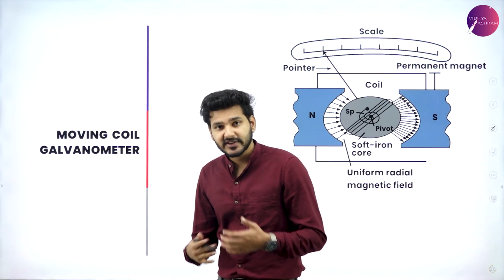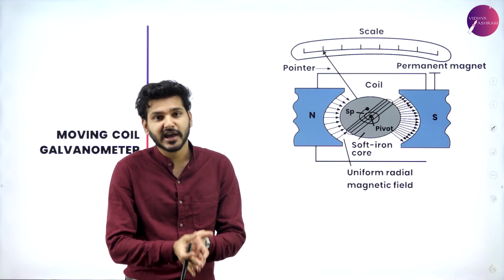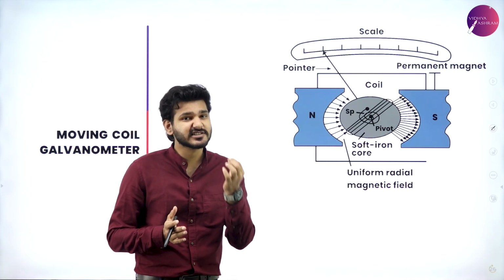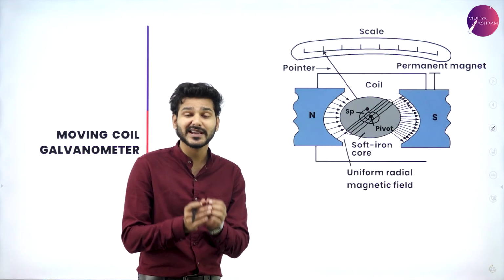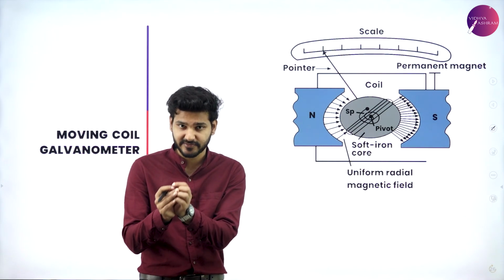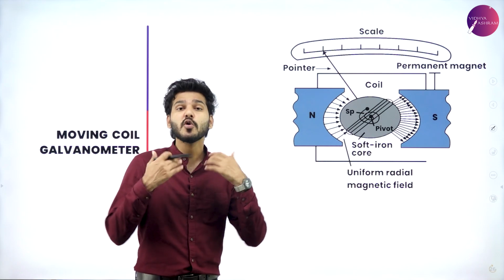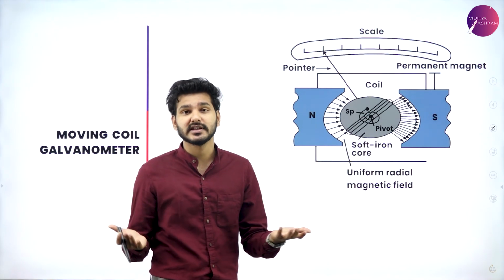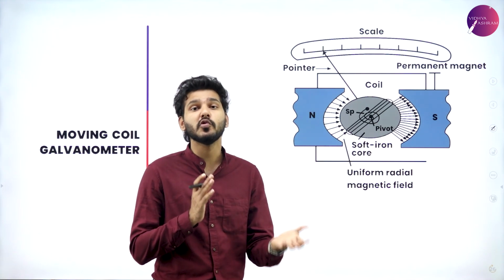So our objective is to find out what is the theory behind this moving coil galvanometer. We do know that a galvanometer detects small amounts of electric current, which means it should be a really sensitive device for current. So how exactly are we going to make this moving coil galvanometer? In itself, the name is there. It is a moving coil.